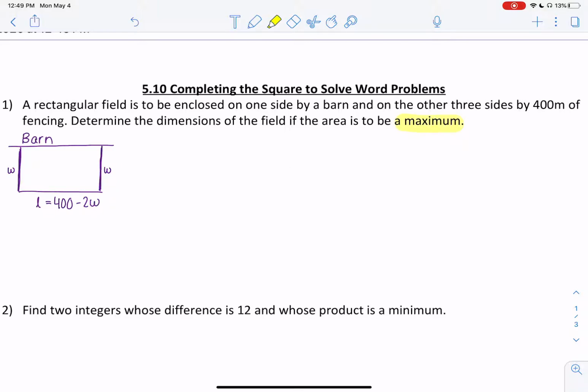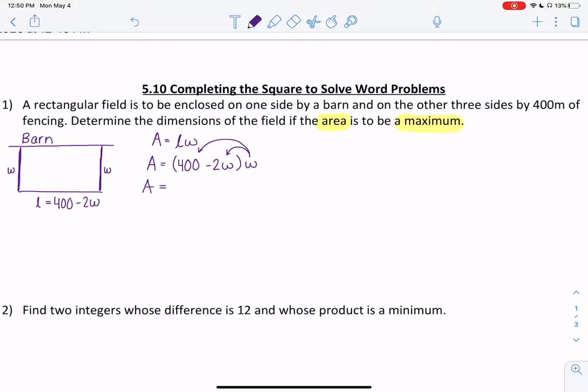Anytime we see the word maximum or minimum in the question, we know that we are going to be looking for the vertex. And right now, that means completing the square. So we're looking for the area. So let's start by writing out our area equation. Area of a rectangle is equal to length times width. And our length, we said, was 400 minus 2W, and our width was just W. So let's go through and just multiply that W in. So that gets distributed like that.